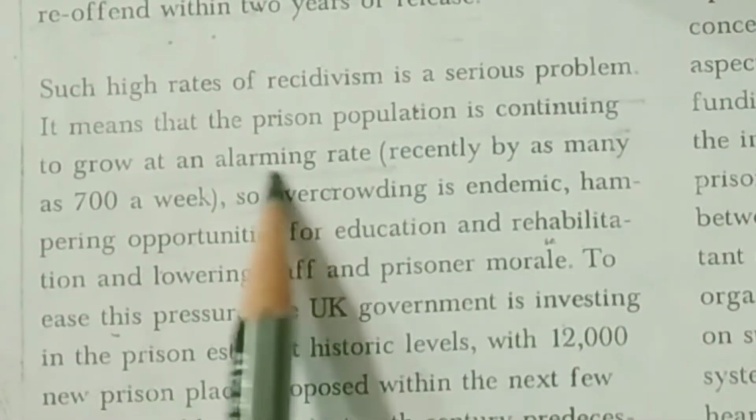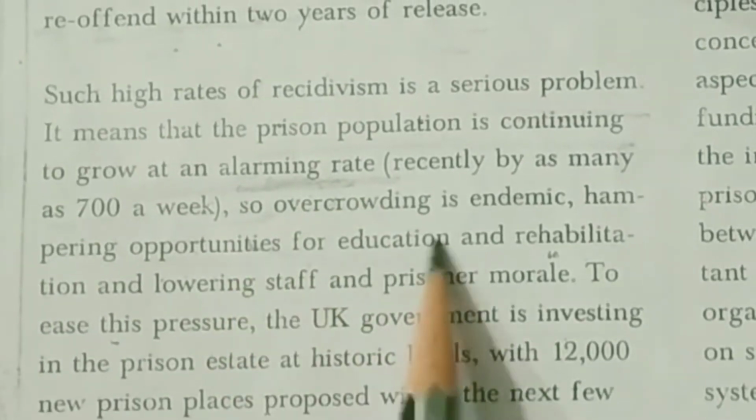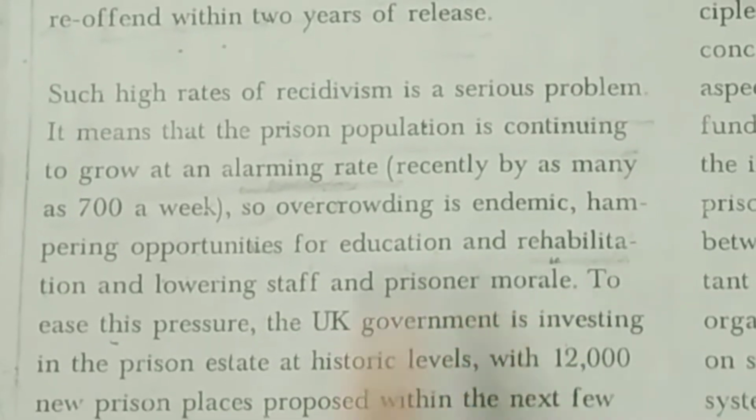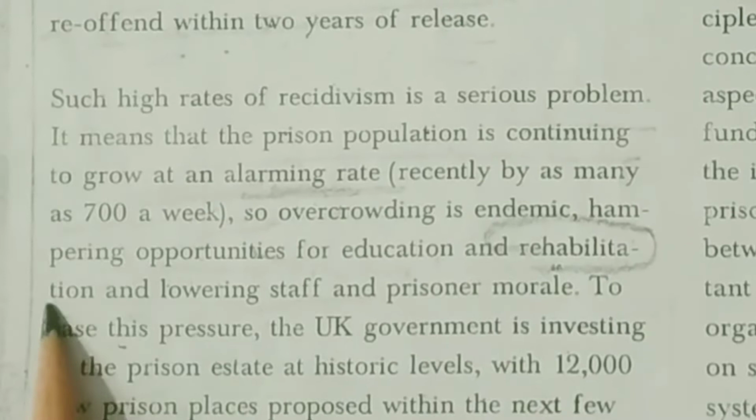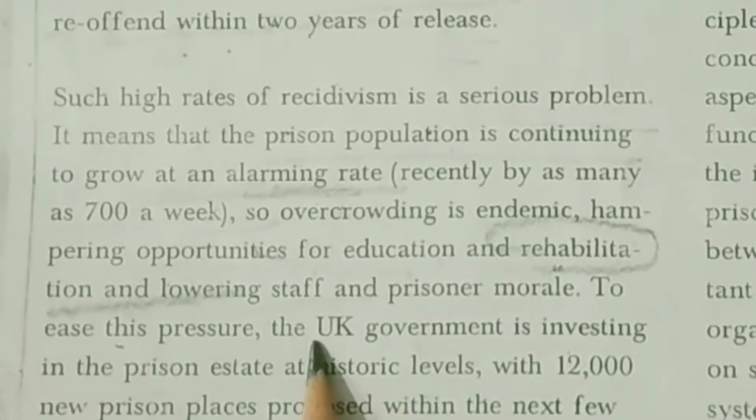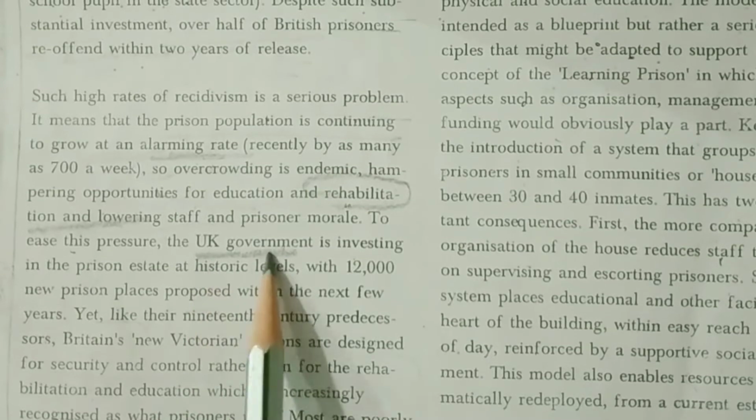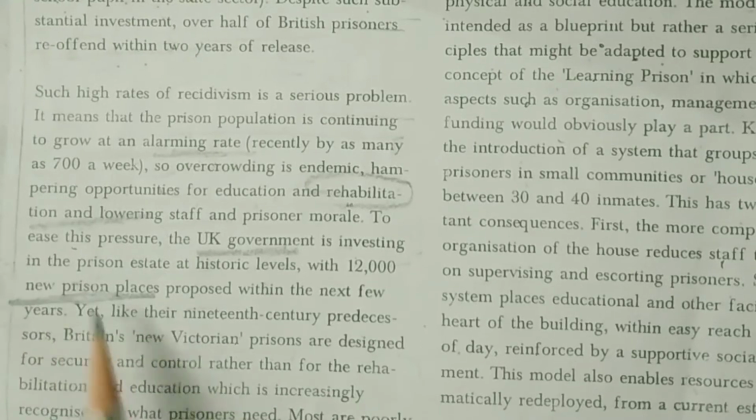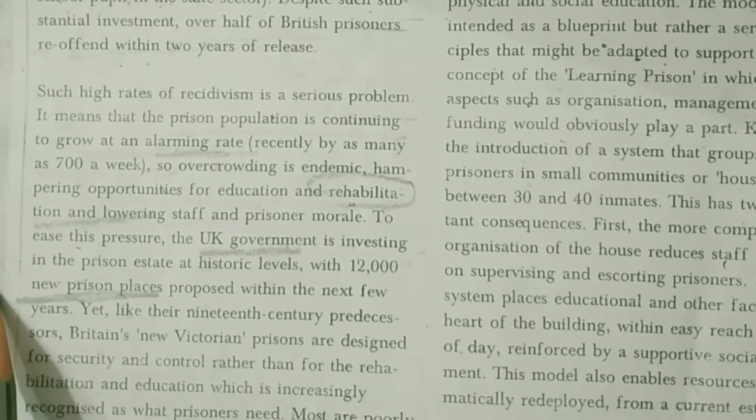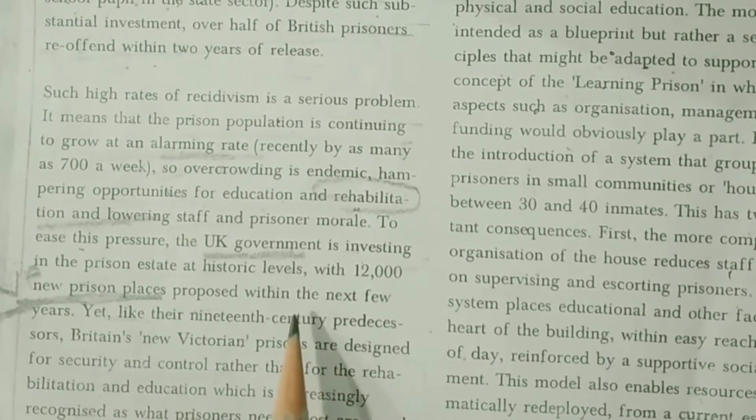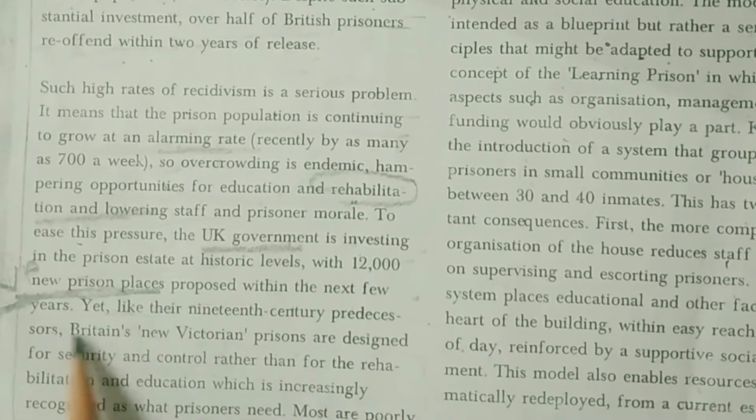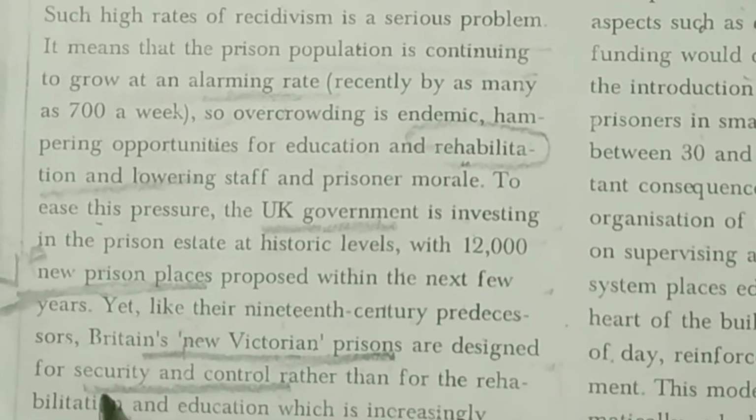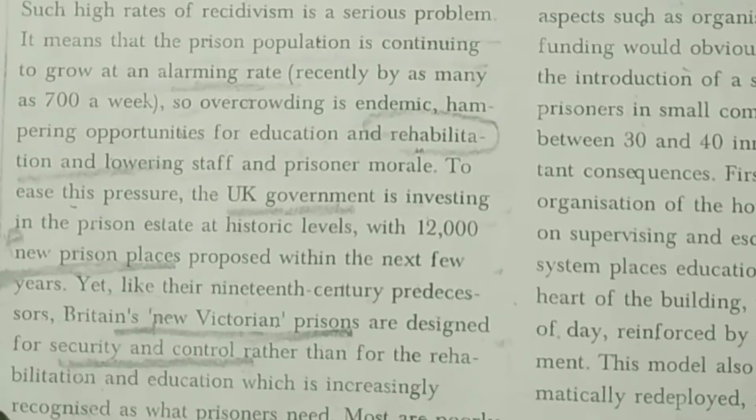Just scan this passage and try to find the keywords. There's no need to chase the vocabulary that you don't understand. Rehabilitation, yes, I read the word rehabilitation in the options. Just mark it. The UK government is investing in 12,000 new prisons. New prisons, yes, I read this word, just mark it. In the next few years, unlike the 19th century, Britain's new Victorian prisons are designed for security and control. Let's go to the questions again.